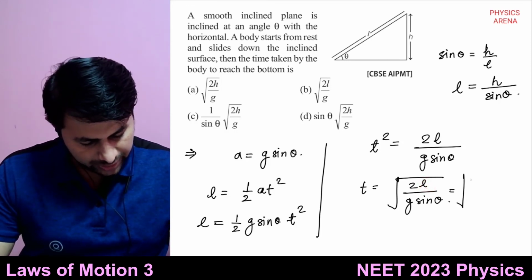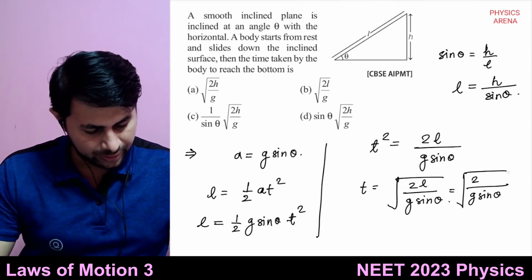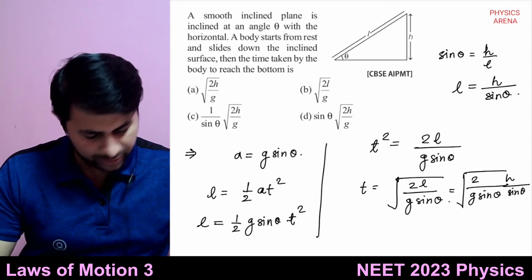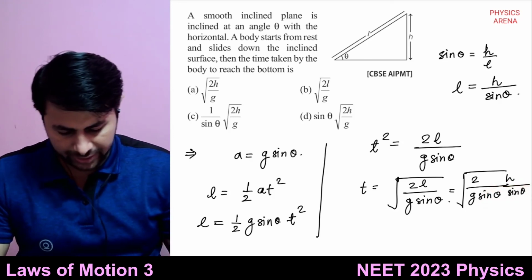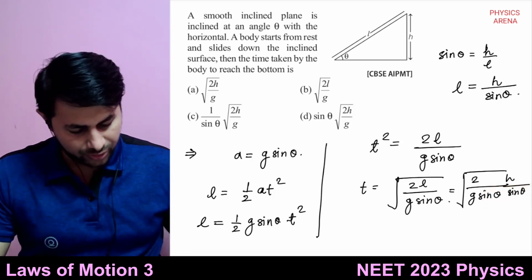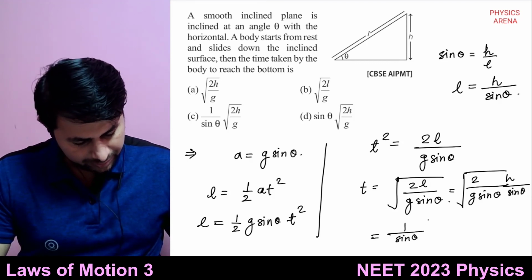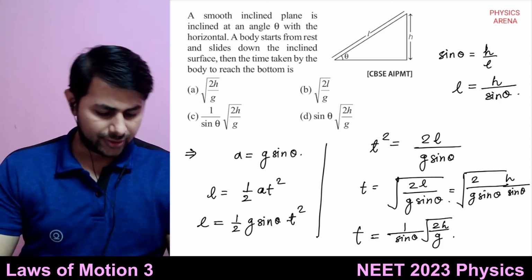So substituting that, 2 divided by g sine theta, and L is H upon sine theta. So it will be sine theta square. For the square root, sine theta we can take outside. Yeah, it is option C. So 1 upon sine theta multiplied by the square root of 2h upon g. This is the answer. Okay, good.